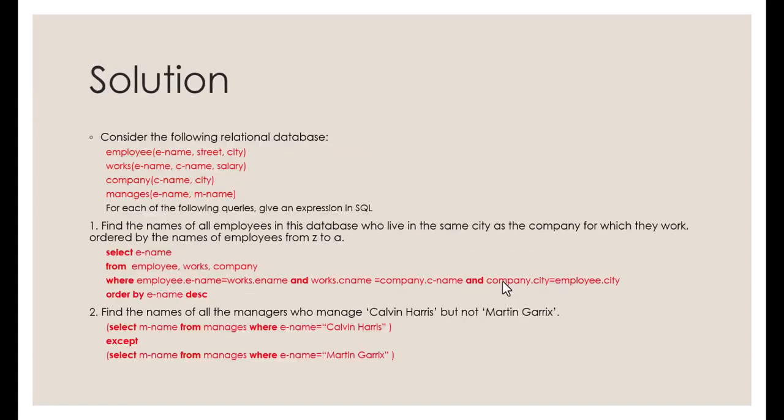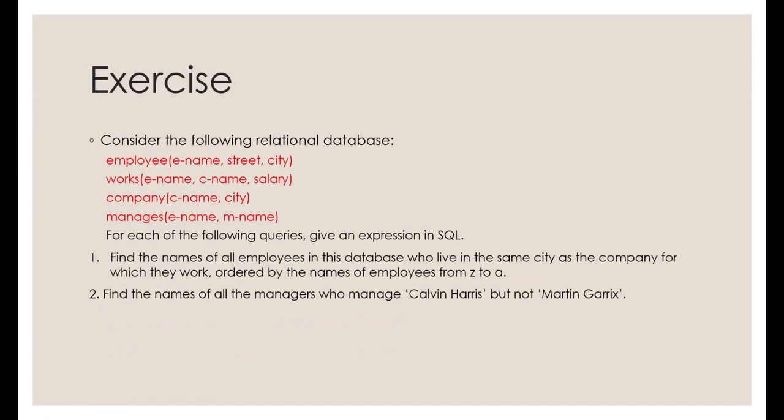Okay, let's go over it. So we are selecting the names of employees, so that's going to be e-name. And let's think about which table we can find this information. Okay, so it talks about the employee and the city that they live in. Okay, that can only be found in employee, right? Employee city. The city as the company which they work for. So we also need to know the city that the company is located in, which is going to be company. So we need employee and company.